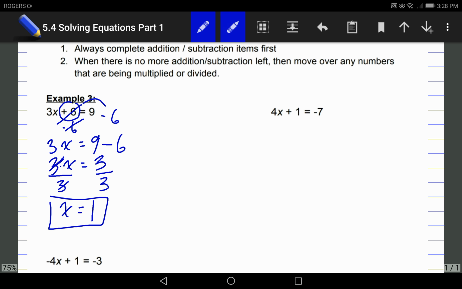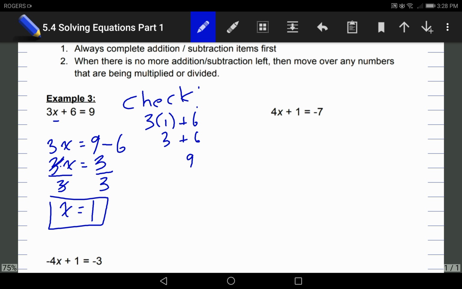Check your answer. You can always go back and check your answer. Watch how you check it. So you got x to be 1. Instead of x, I'm going to replace it with 3 times 1 plus 6. It should equal 9. Does it equal 9? Sure does. So my equation is balanced if I plug in x equals 1. Everything checks out.